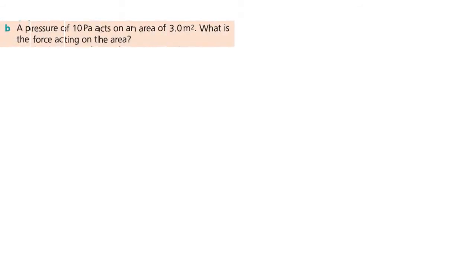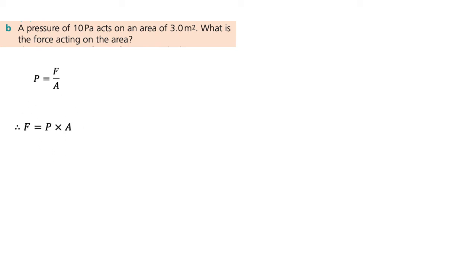Right, another example. A pressure of 10 pascals acts on an area of 3 meters squared. What is the force acting on the area? So our initial formula is pressure equals force over area, but we need force this time. The question asks us what is the force acting on the area. So if we transpose, force is equal to pressure times area, right? So force is equal to the 10 pascals that is given multiplied by 3 meters squared. So we get 30 newtons, which is the unit for force, right?